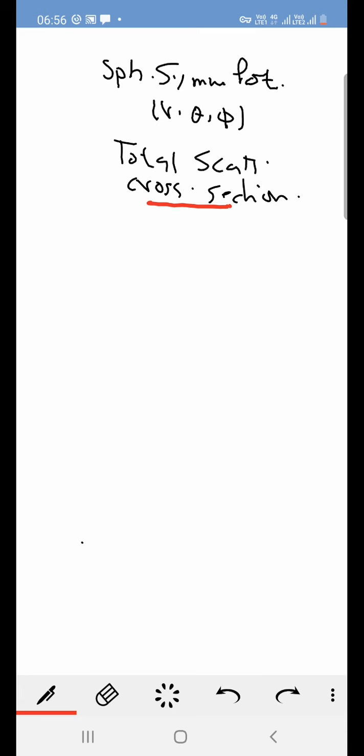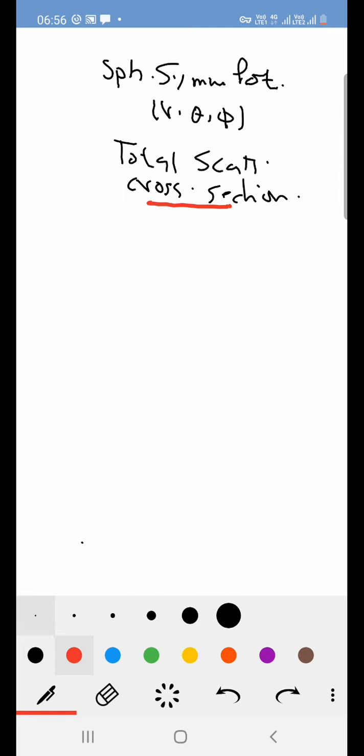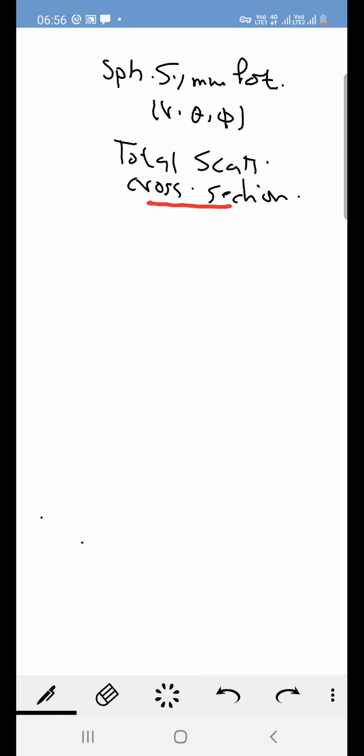Total scattering cross section. So this again is to integrate the cross section obtained from the scattering amplitude, so it will be 2 pi times the integral from 0 to infinity of sigma theta sin theta d theta, the total scattering cross section.